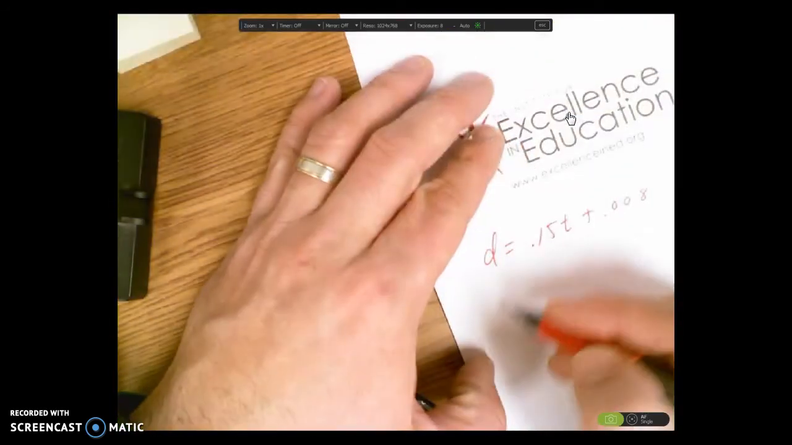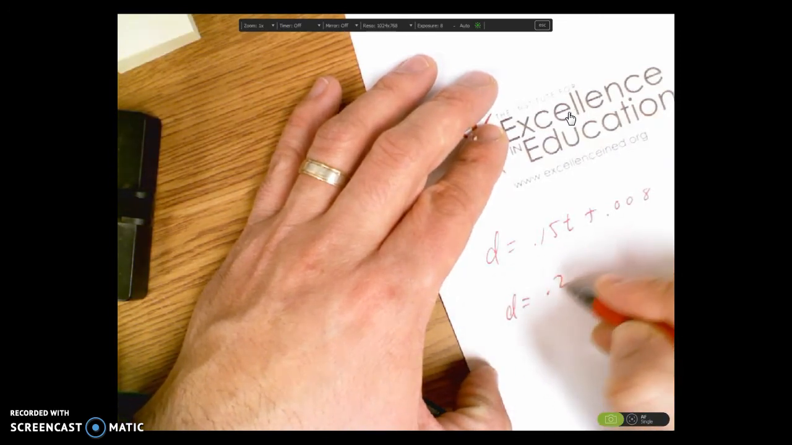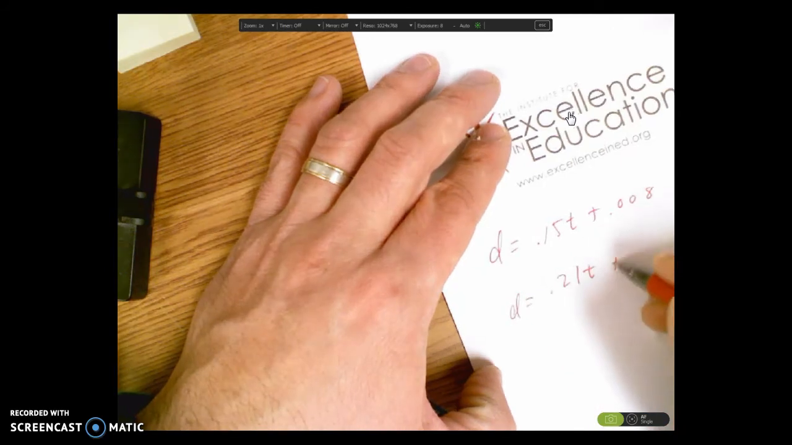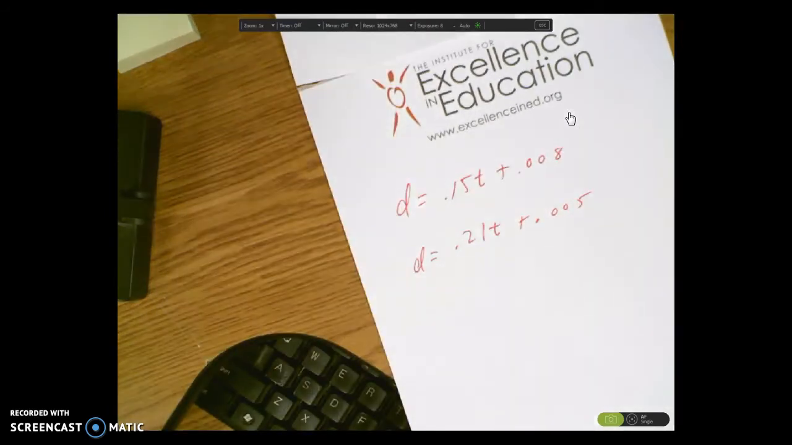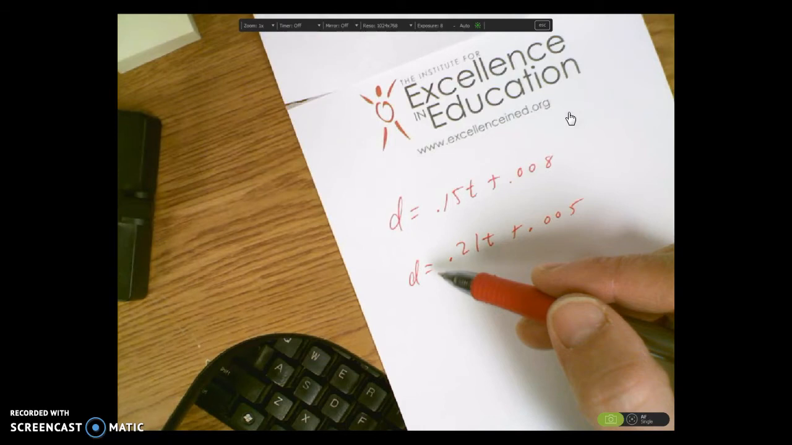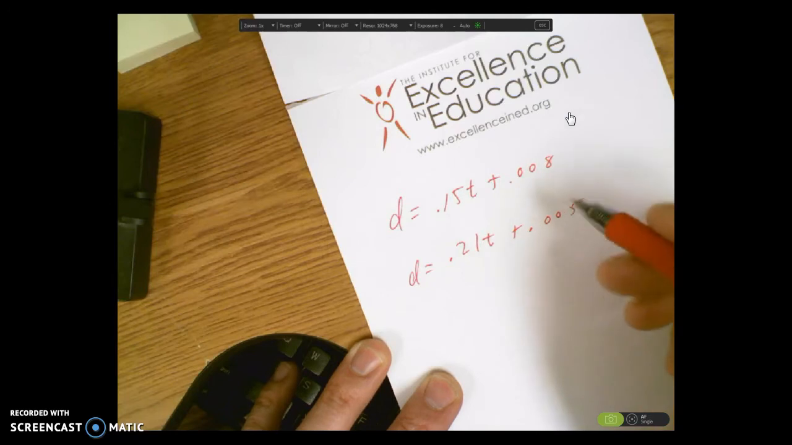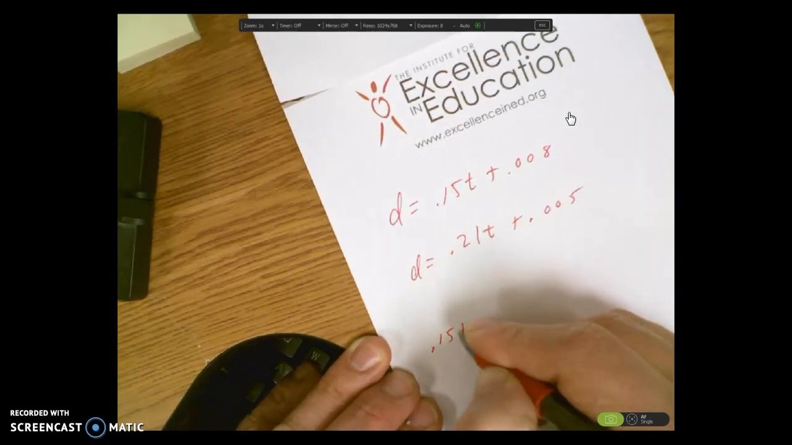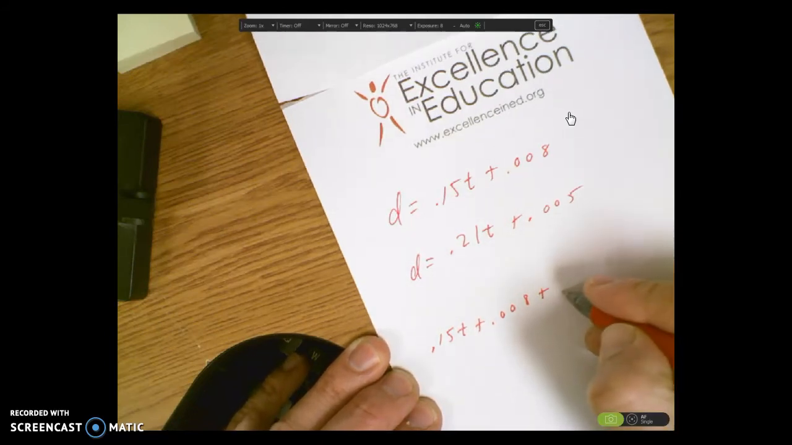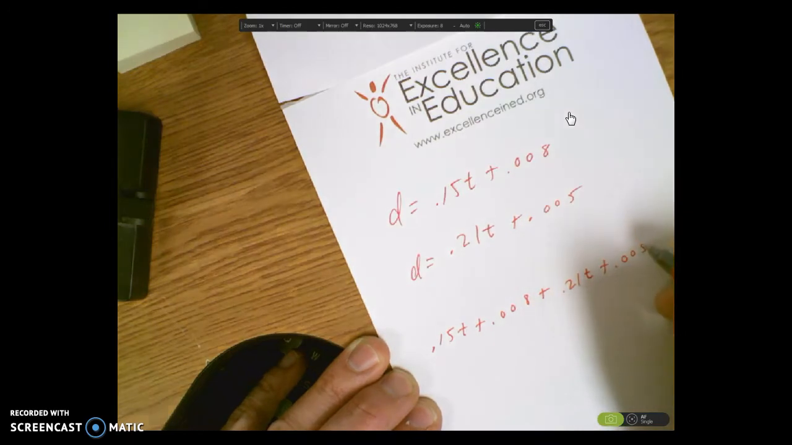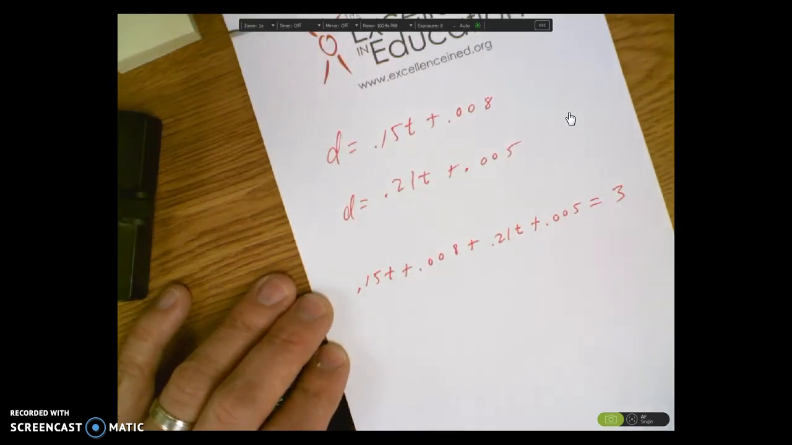Yep, and let's say another group, let's say they had Spencer, a little faster train, and their equation was something along the lines of 0.21t plus 0.005. Okay, so we have these two equations. Okay, and these equations give us distance, and we know that together these distances are going to cover 3 meters. So if we add them together, so I'm adding them together with that addition sign right there, we're going to set it equal to 3 for 3 meters. Okay, and I combine like terms.